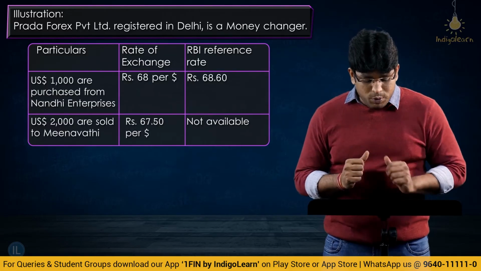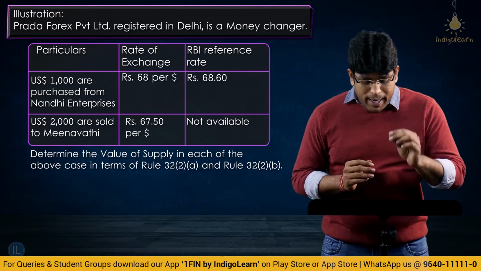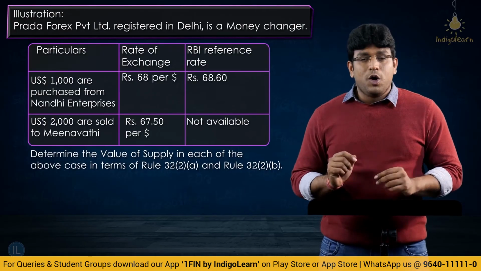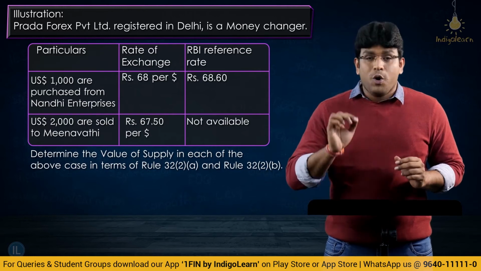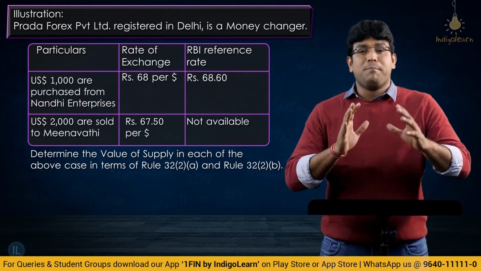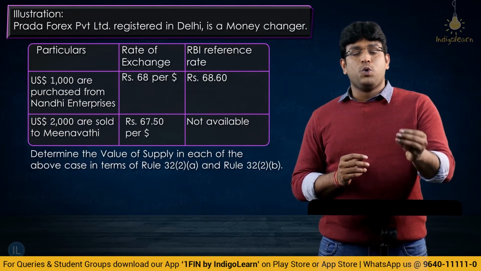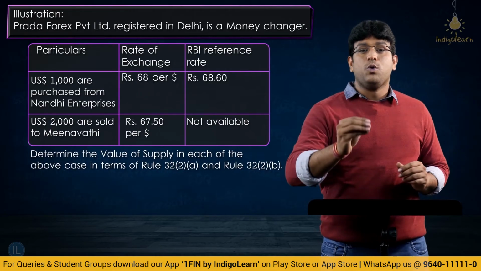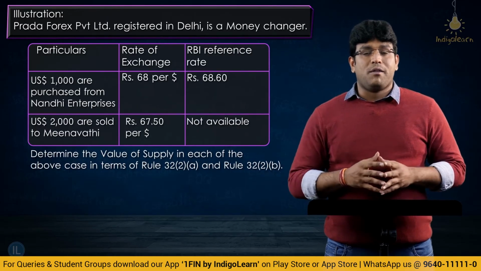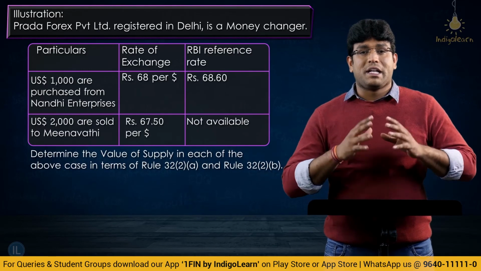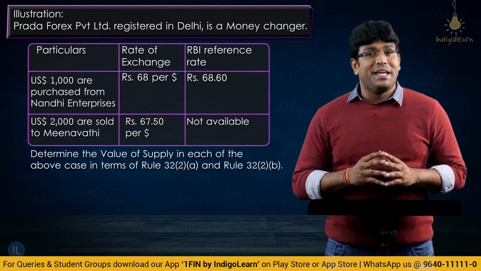Determine the value of supply in each of the above cases in terms of Rule 32(2)(a), and in the second part they also asked Rule 32(2)(b). What a brilliant question. They are asking about value of supply with respect to Rule 32(2)(a) also, Rule 32(2)(b) also. Let's do that. Come on friends, let's solve the problem and close this so that we get complete clarity of thought on Rule 32(2)(a) as well as Rule 32(2)(b).